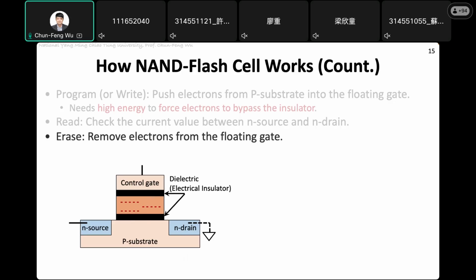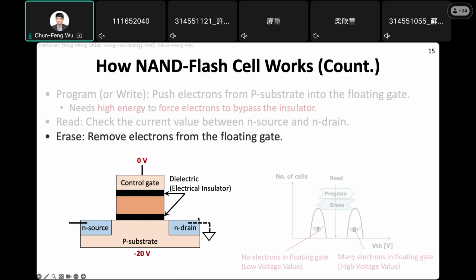If we are going to drag electrons off from this cell, we do the reverse. We apply minus 20 volt from the P substrate, and give 0 volt from the control gate. In this way, those electrons will be dragged off and flee through the N drain. Then there will be no electrons inside, and this cell once again becomes a state with no electron inside.